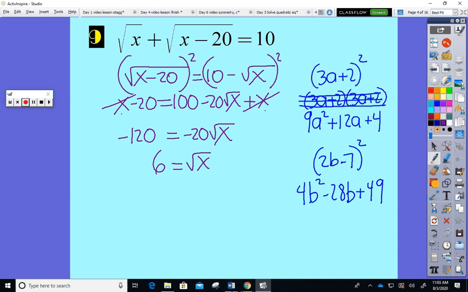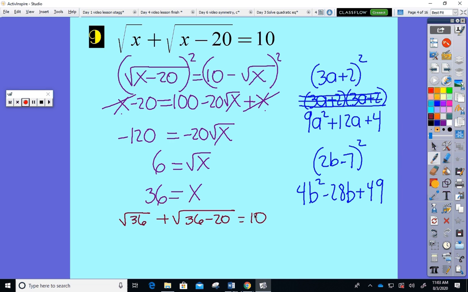What do you get when you square both sides? You get 36. So let's check that and make sure it's not extraneous, which means let's make sure it goes into the original equation and actually makes things turn out right. So when I check, the square root of 36 plus the square root of 36 minus 20 equals 10.